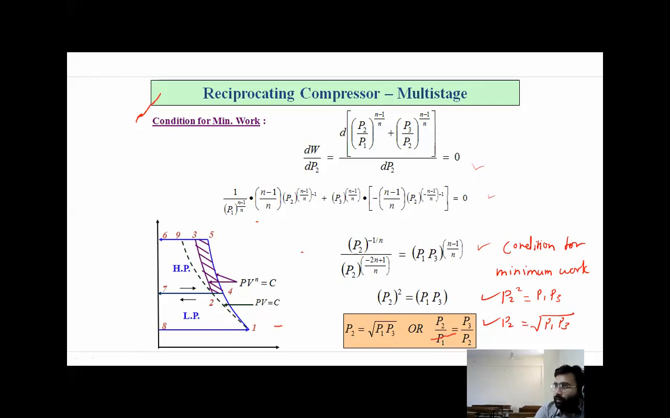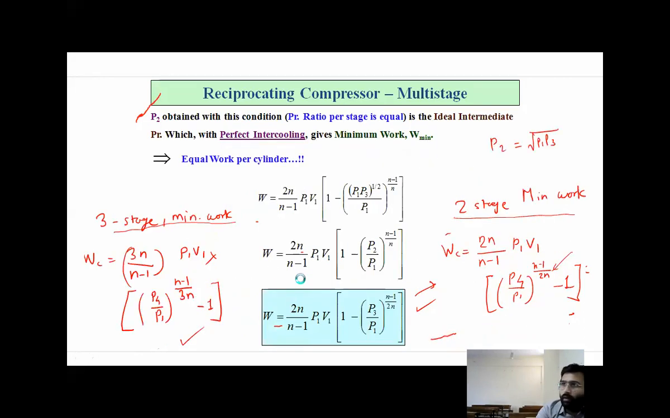So condition for minimum work is P2 should be equal to under square root P1 into P4. Then we'll say the formulas for two-stage minimum work. So write down minimum work in two-stage RAC. RAC means reciprocating air compressor. Minimum work in two-stage RAC. So this question is asked for GATE examination. So we'll take it in the next lecture.